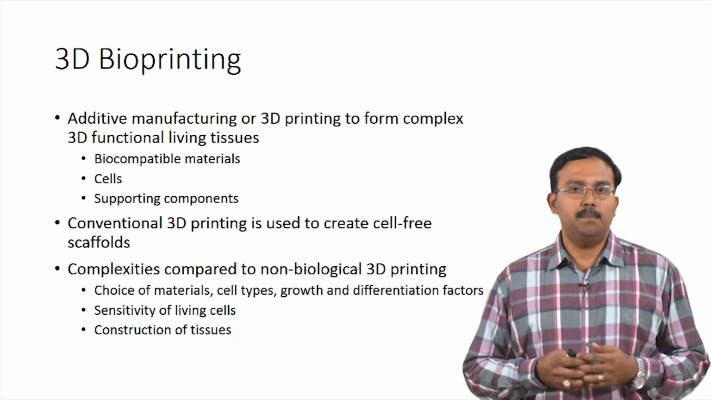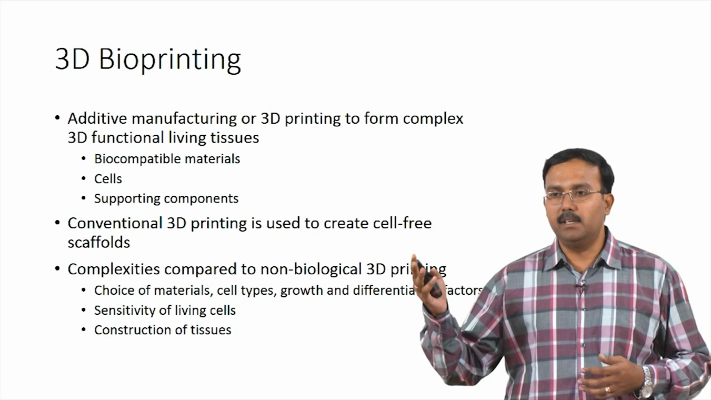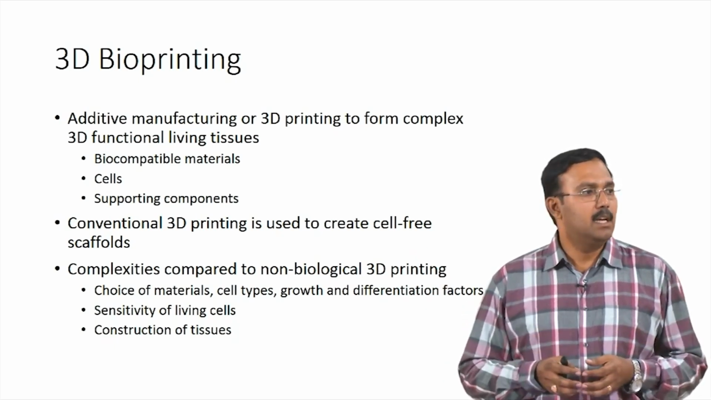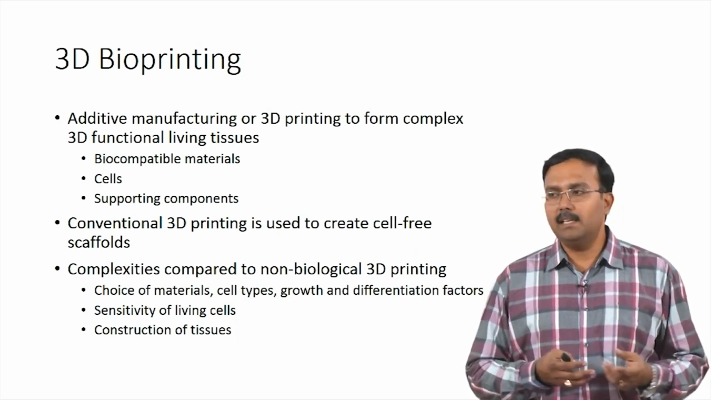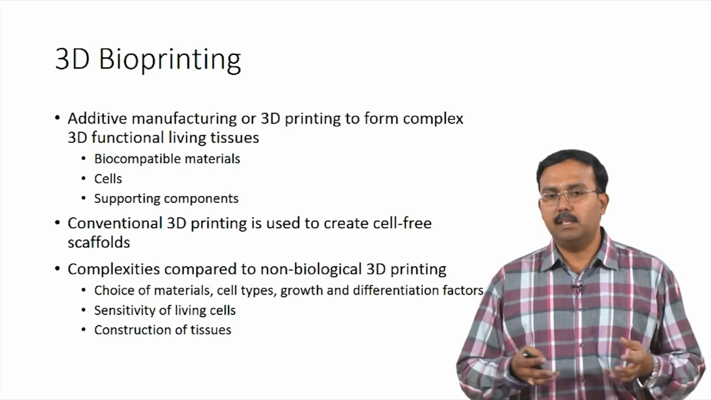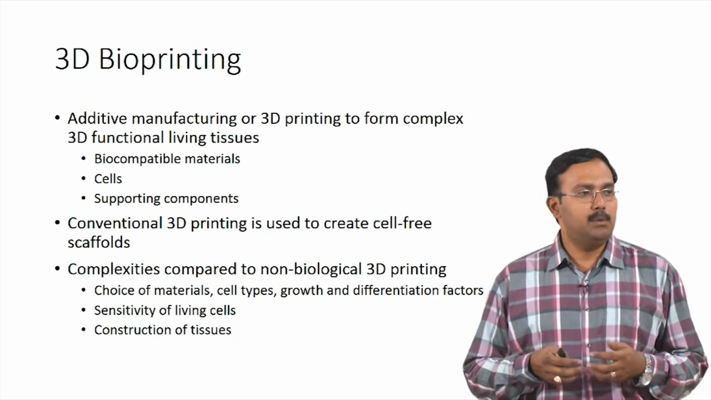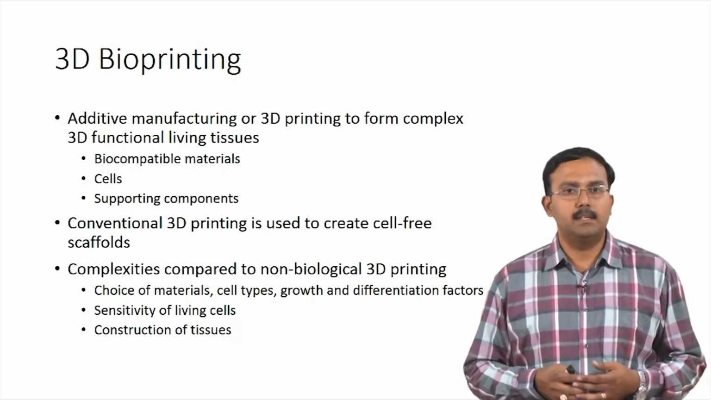Conventional 3D printing is used to create cell free scaffolds. That is what the 3D printing club here does, right. There is a 3D printing club where people just print 3D structures, and those are just cell free materials. You can print in any shape you want, and you can even print in the shape of an organ if you choose to. But in bioprinting you would want to print along with the cells. You would want to load the cells and then print it.